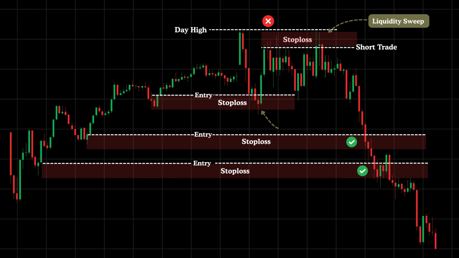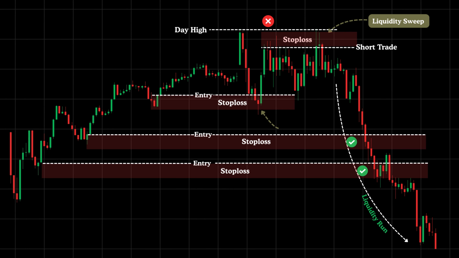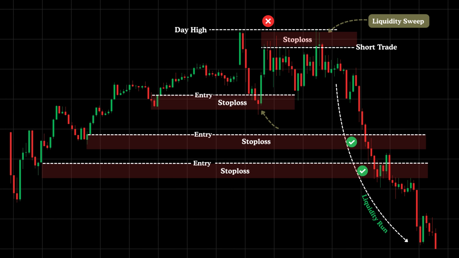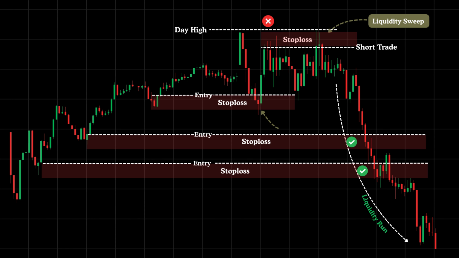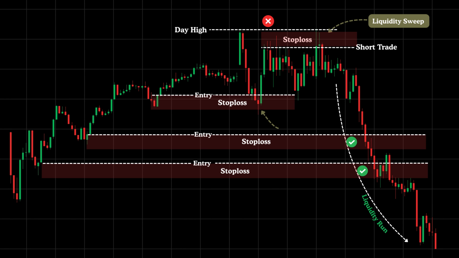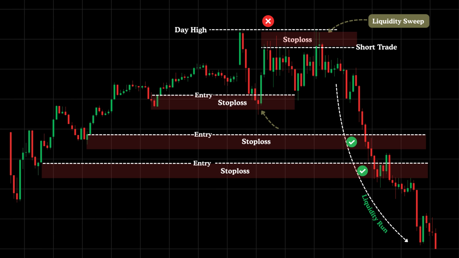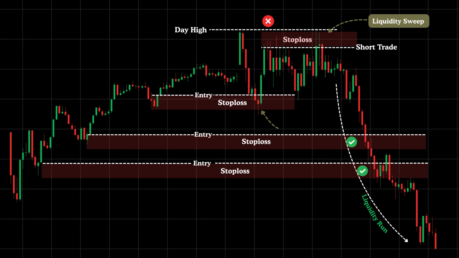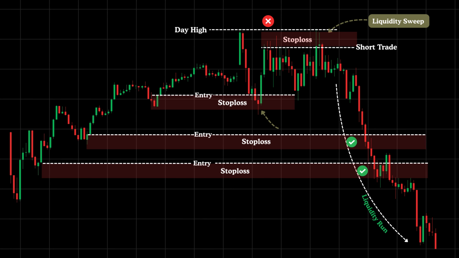Whenever price moves this way, sweeping liquidity while continuing in a single direction, it almost always performs a liquidity sweep first before the actual liquidity run on the chart. This process forces retail traders out of their trades, making it easier for operators to control the market.